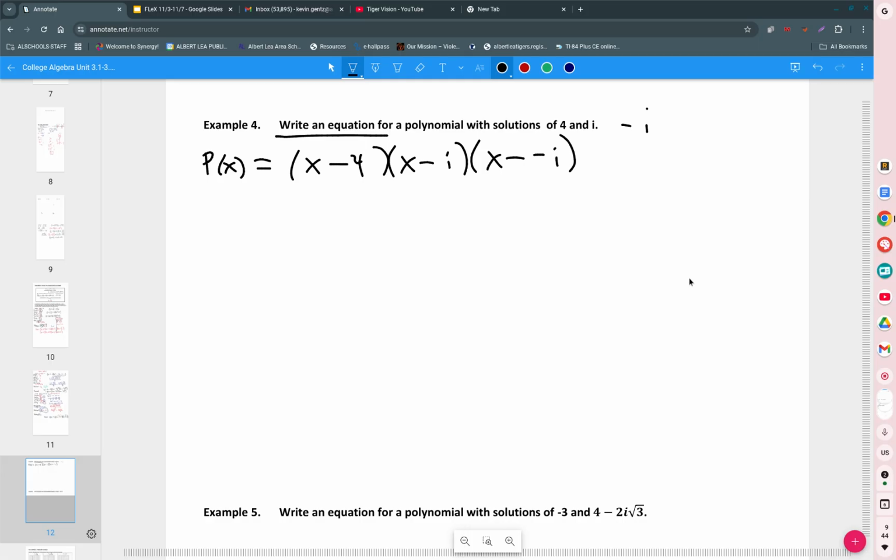So what we want to do is we just want to multiply this out to come up with a new polynomial. And when we do, I always encourage you to start with your imaginary parts first. The x minus i times the x plus i. Let's deal with the x minus 4 later. Let's start with this now.